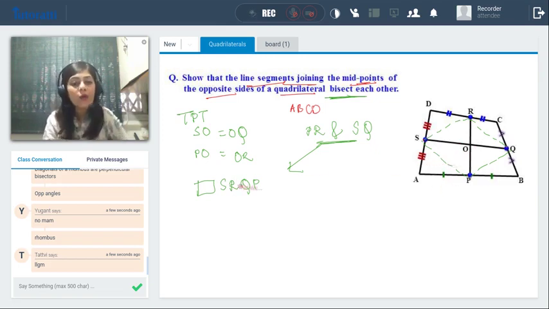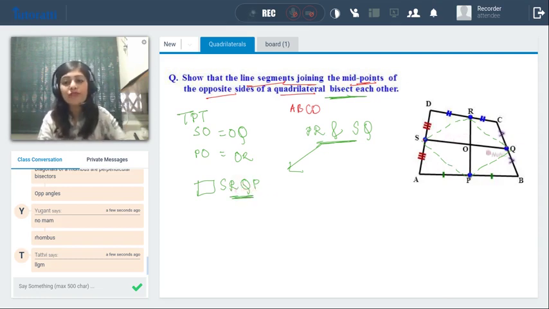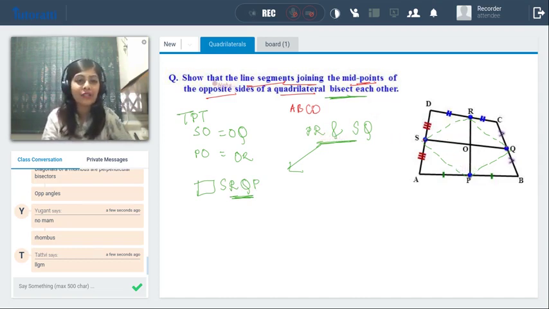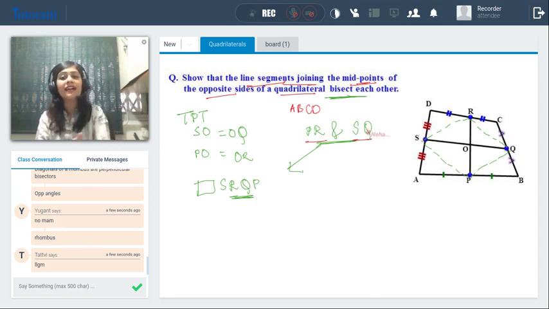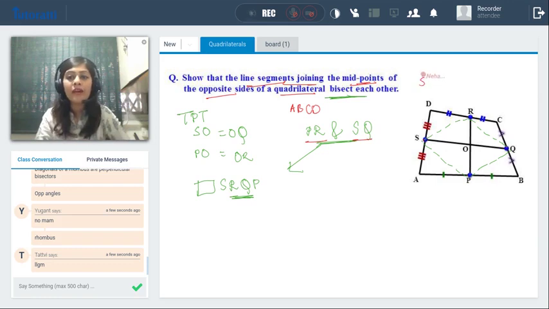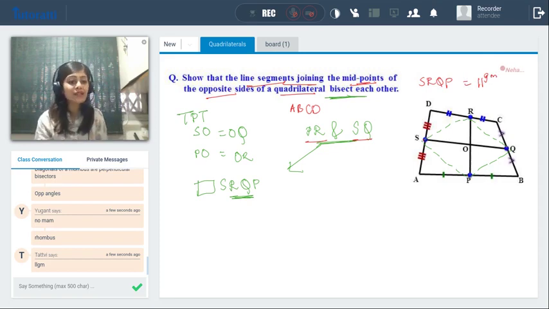So if I now prove SRQP, students look at SRQP. If I prove this to be a parallelogram, automatically PR and SQ become the diagonals of this parallelogram, and they have to bisect each other, right? Then PR and SQ have to bisect each other because SRQP becomes a parallelogram. So what is the hint to this sum? We will prove SRQP is a parallelogram. Yes, students. So this is the hint to the sum. Now let's start working on this.